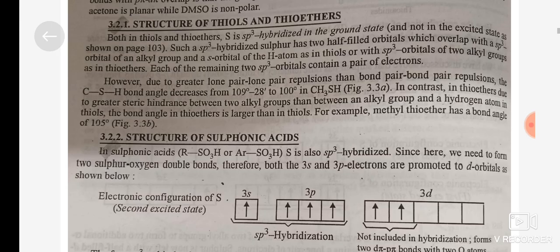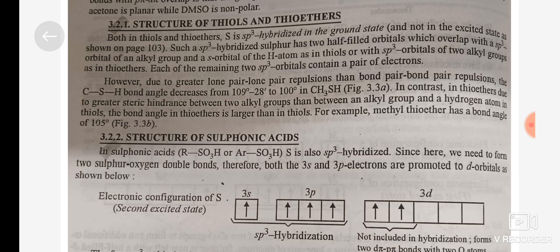Both in thiol and thioether, S is sp3 hybridized in the ground state. Such an sp3 hybridized sulfur has two half-filled orbitals which overlap with the sp3 orbital of an alkyl group and the s orbital of an H atom as in thiols, or with the sp3 orbitals of two alkyl groups as in thioethers. Each of the remaining two sp3 orbitals contains a pair of electrons.